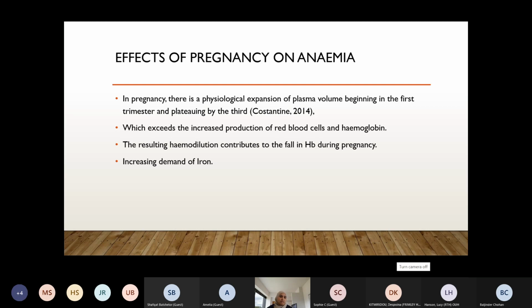The other reason we are more likely to have anemia in pregnancy is the increasing demand for iron because of the developing pregnancy, with demand by the placenta, uterus, and fetus.